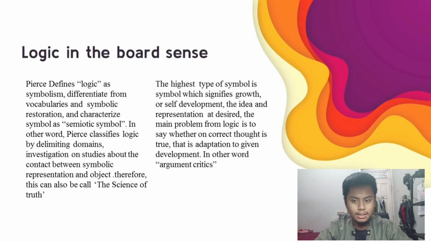Logic in the broad sense. Peirce defines logic as symbolism, differentiated from vocabularies and symbolic restoration, and characterizes symbol as semiotic symbol. In other words, Peirce classifies logic by delimiting domains: investigation or studies about the contact between symbols, representation, and object. Therefore, this can also be called the science of truth.